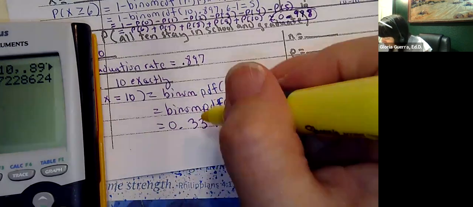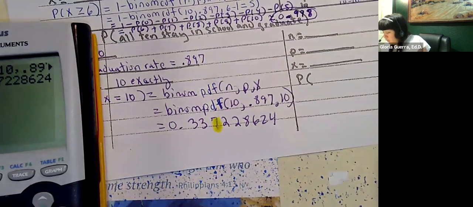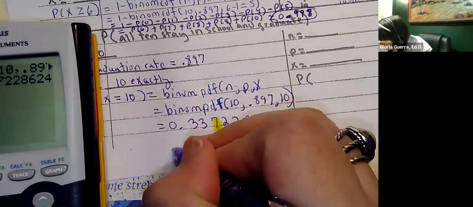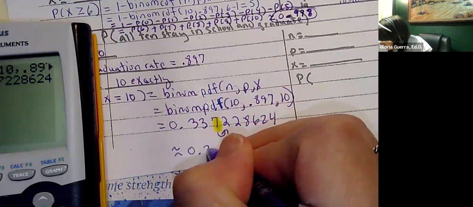And I round that to the nearest thousandths. Okay, look at the number to the right. Is that 5 or more? Nope. So 0.337.